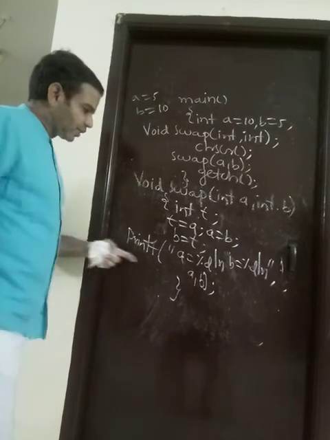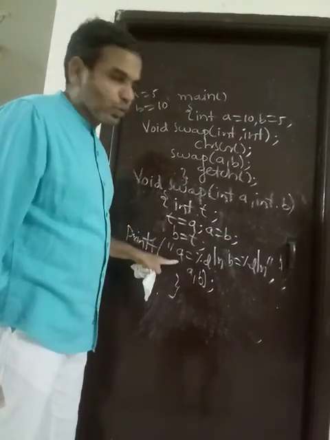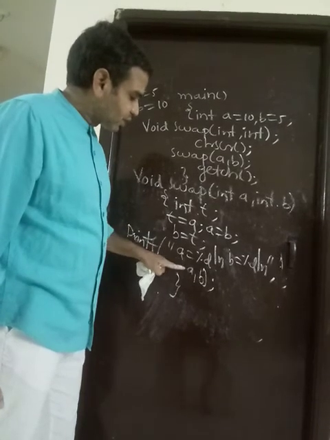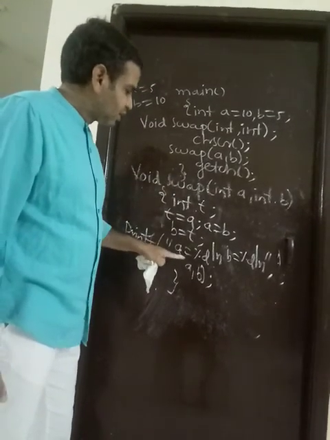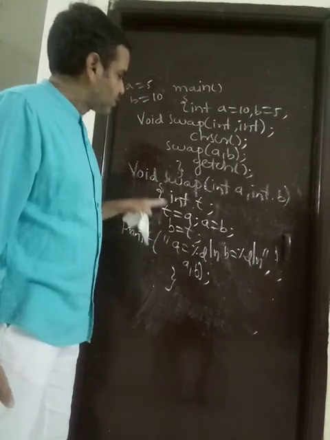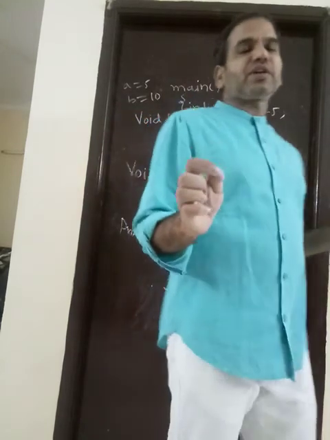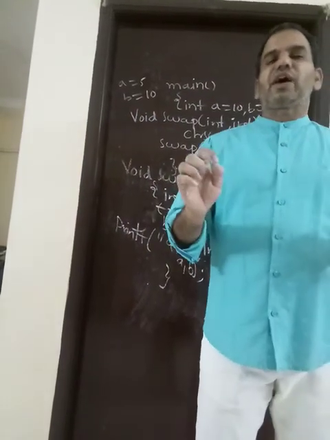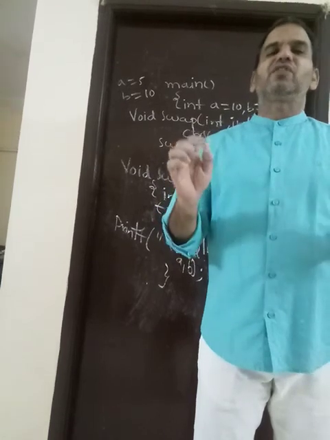So here we are not using the return keyword. Why? Because after swapping we get two values, and two values will not return from the subprogram to the main program. That's why we are printing in the subprogram only. That subprogram is called a void function. So a void function is a function which will not return any value. It will print the result in the subprogram only. That is the need of the void function.